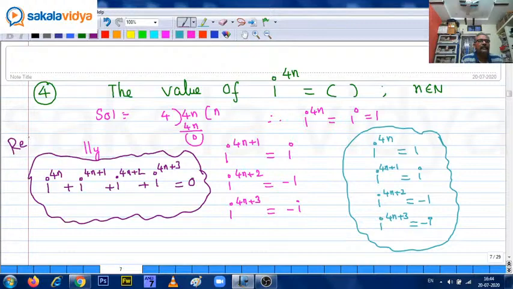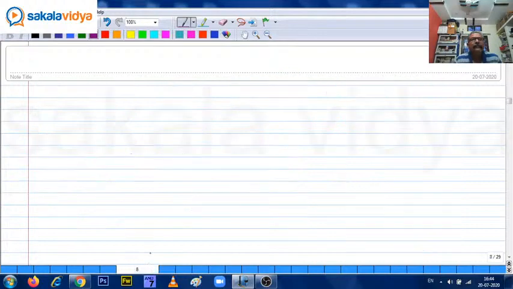This result, just note down, it's an important result. Right, understood now all of you? Okay, now let me move to the definition of the complex number. What is the definition of the complex number?